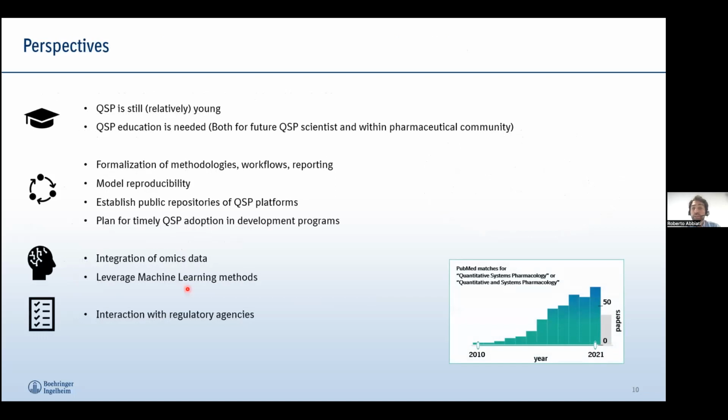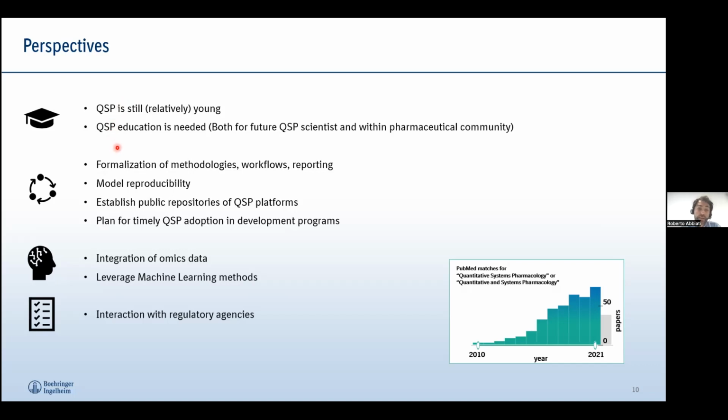Now, closing with some perspectives, QSP is still young, but it's growing fast. It's being appreciated both in industry, in academia, and by regulatory agencies. For chemical engineers to make an impact there, some specific education is needed. The classical chemical engineering skills are very important, but it's important to appreciate the value and the importance of aspects of biology and physiology to really be able to critically develop a QSP model.